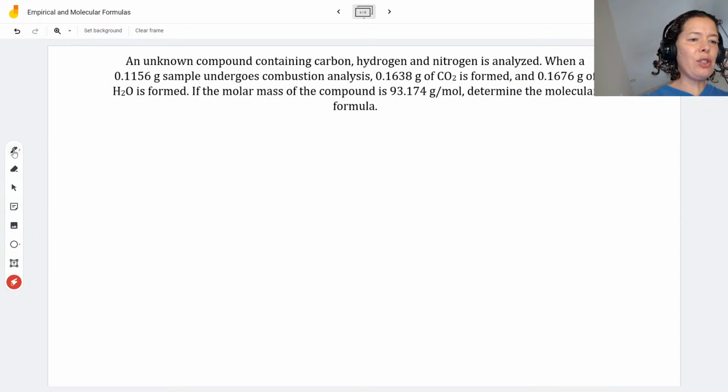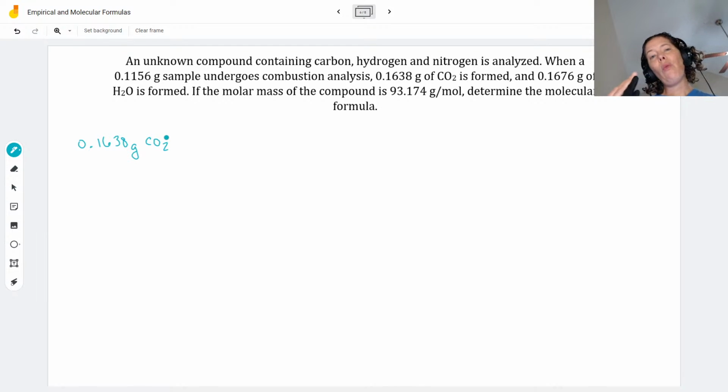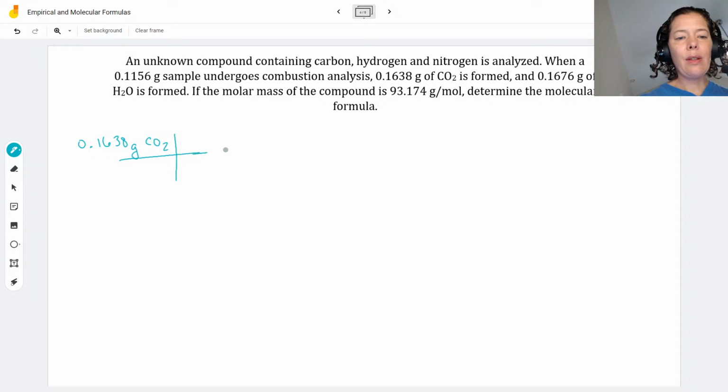All right, so what we're going to do here is start with our amount of carbon dioxide. So that is 0.1638 grams of CO2. And what I want to do is take that grams of carbon dioxide and convert it into grams of carbon. So how many grams of carbon per gram of carbon dioxide? I'm going to have 12.011 grams of carbon per 44.009 grams of carbon dioxide.